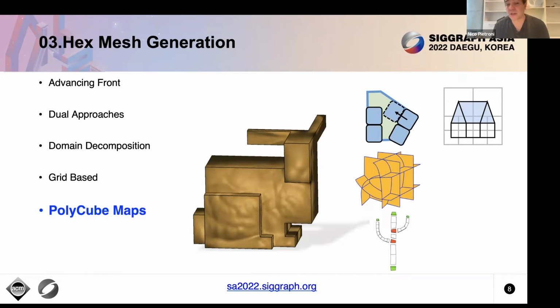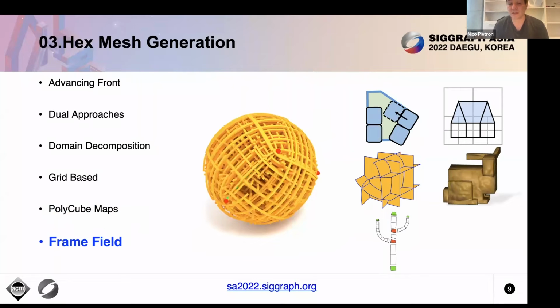maps. So like this bunny here that has been mapped to a polycube and used to create these volumetric hex meshes. And the new methods based on frame field, which is a set of vectors that actually identify the main directions of the axis within the volume. So these are the most new methods.